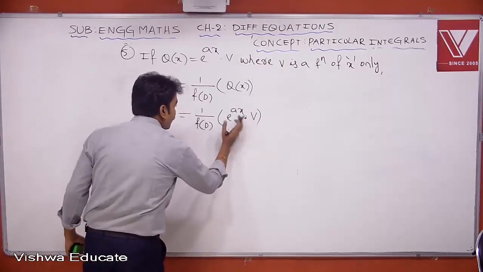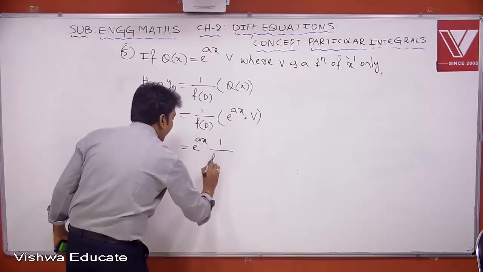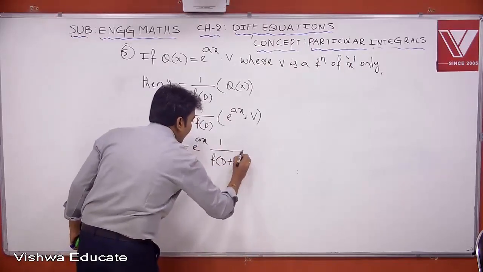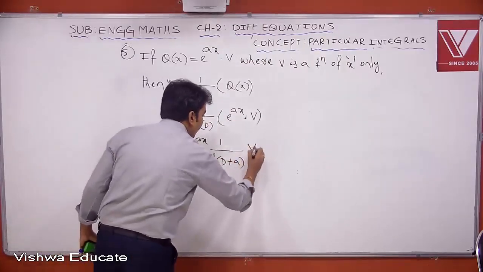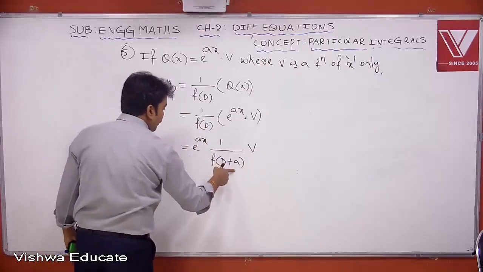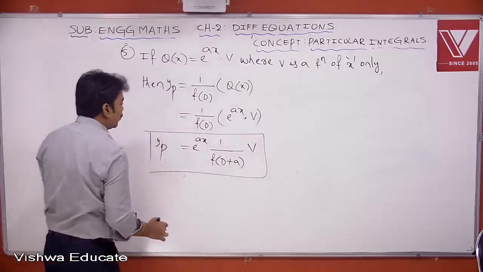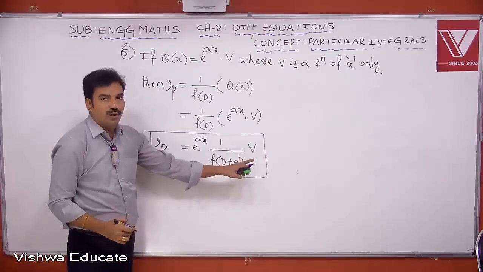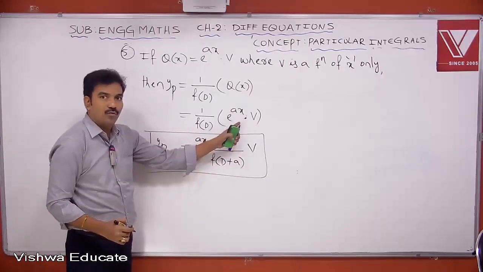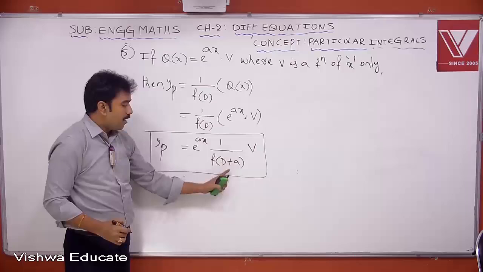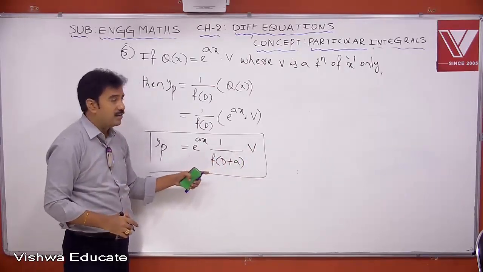Therefore, complexity can be reduced by taking e power ax outside f of d, but d is replaced by d plus a. So as an effect, when you take e power ax before 1 by f of d, d is replaced by d plus a. Therefore, in this case, my yp equals e power ax into 1 by f of d plus a into v. So simply d is replaced by d plus a. Previously, we had a product of two functions. Now it is reduced to finding a particular integral for a single function, that is v. Note this.